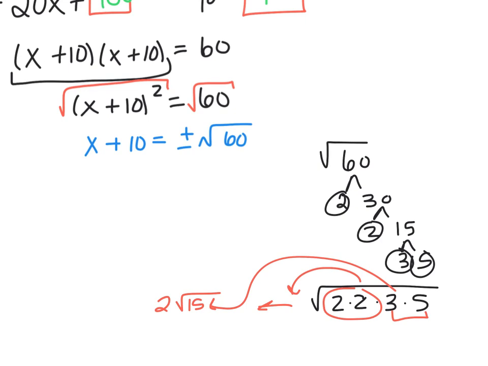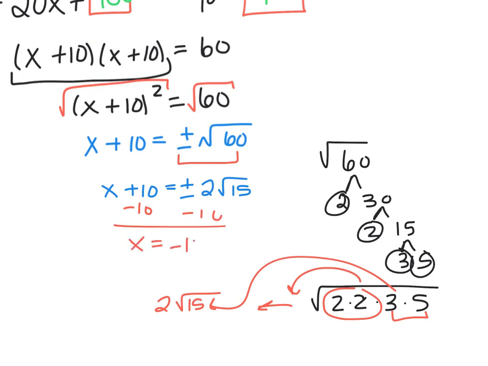I now bring my 2 radical 15 to where my plus or minus radical 60 is, and I'm now solving for x. x plus 10 equals plus or minus 2 radical 15. The only way to get rid of a plus 10 is to take away 10. So I get x equals negative 10 plus or minus 2 radical 15. That is your final answer.